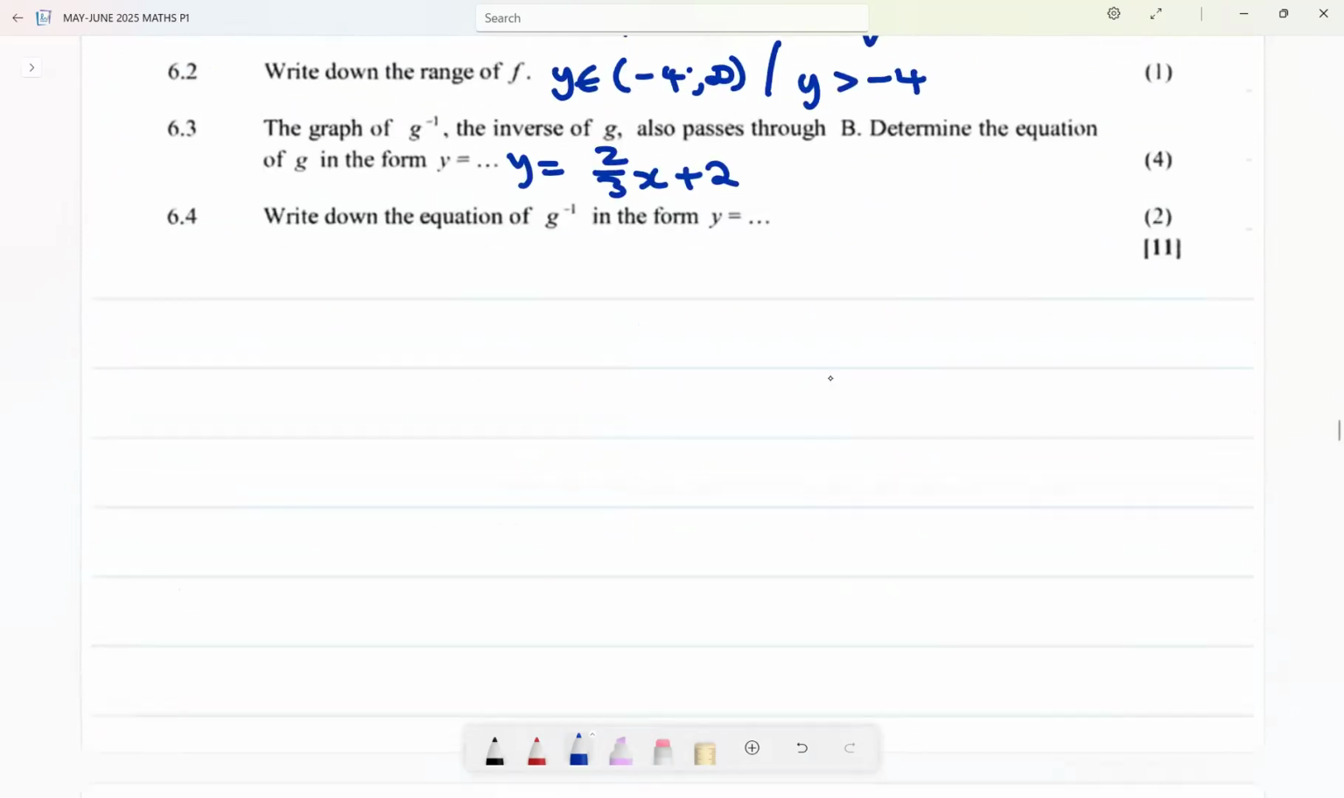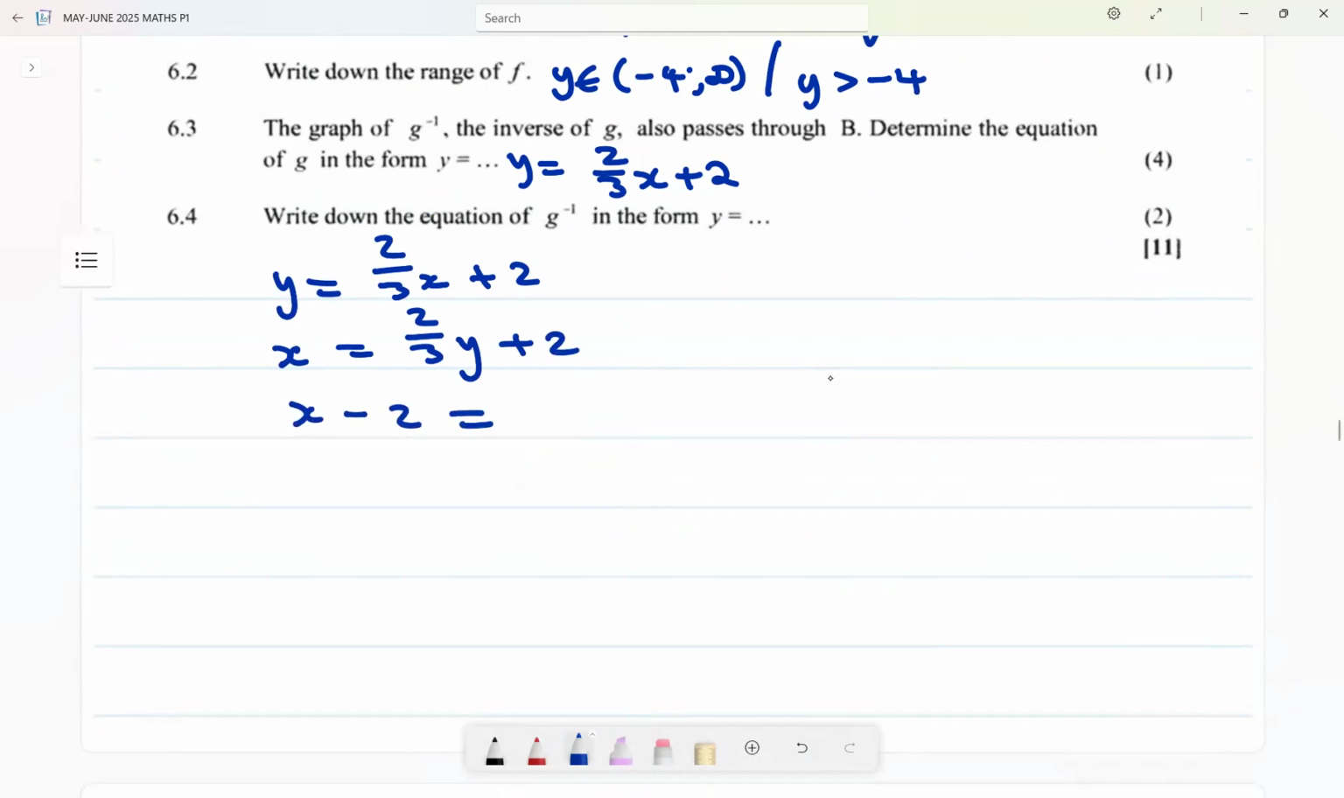Then write down the equation of the inverse. How do I find the inverse? I swap. If y is equal to 2 divided by 3x plus 2, how do I find the inverse? I swap again, and then I take x minus 2 to the other side.